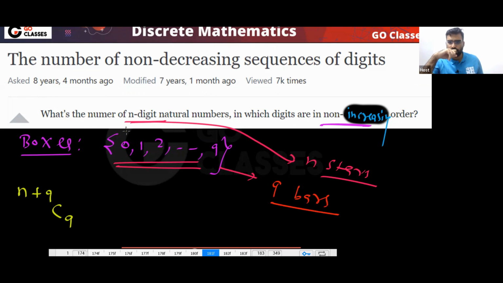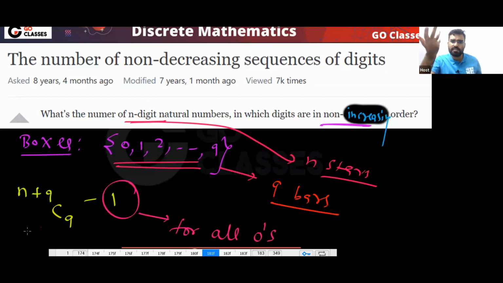So what is wrong here? What should I do? I want to get a correct answer. You only have to remove one. This one is for all zeros. Only remove one. That's it. This is your correct answer. You only have to remove the all zeros.